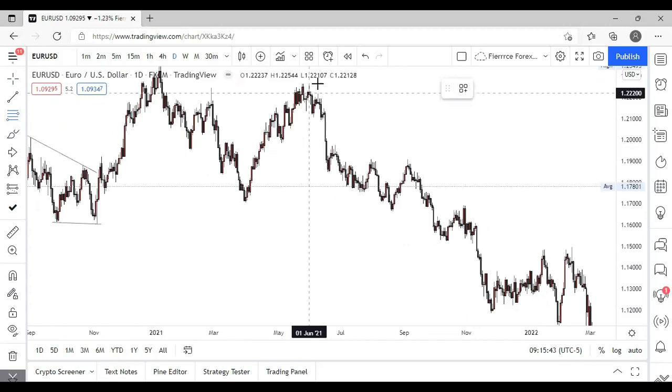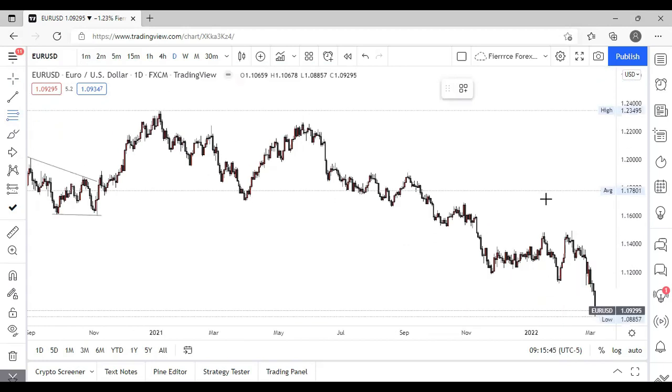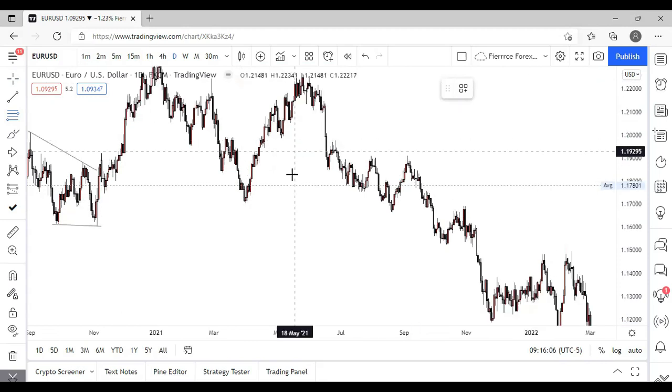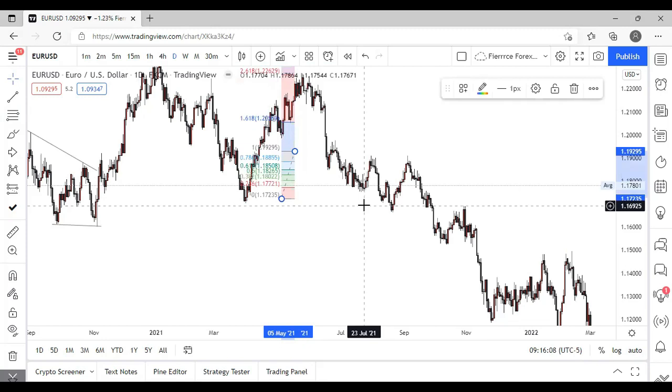And then the thing about this is we want to try and identify trend reversals or trend continuation. So in this regard, we are looking to predict or anticipate a trend reversal. So for example, if I was to use a Fibonacci tool right now, let me just delete that first.